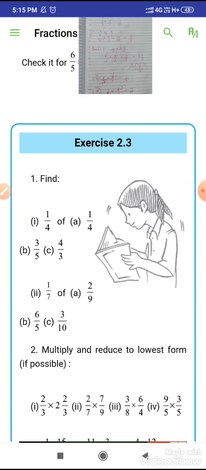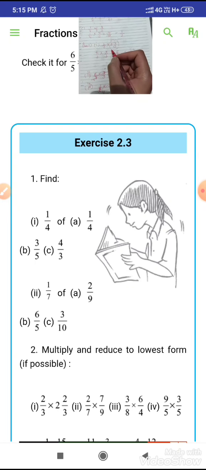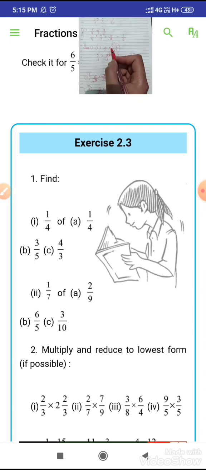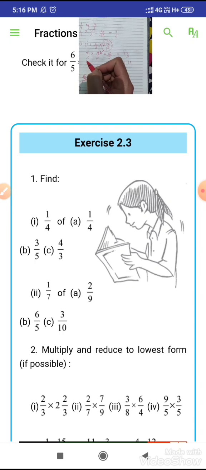Now move to question number 2, and question number 2 is multiply and reduce to the lowest form if possible. The first part of the question is 2 upon 3 multiply by 2 whole 2 upon 3. First we reduce this mixed fraction to an improper one. For this we multiply 3 by 2 and then add 2 in the result. So 3 2s are 6, 6 plus 2 is 8. So this fraction becomes 8 by 3, and we multiply this fraction by 2 by 3.